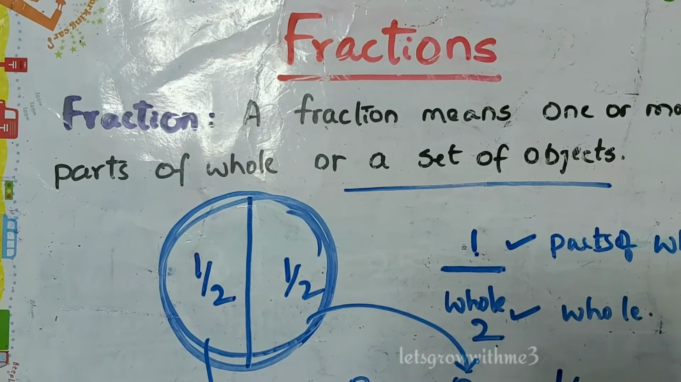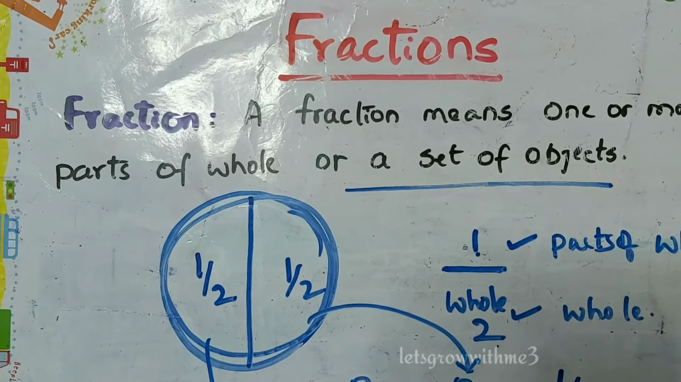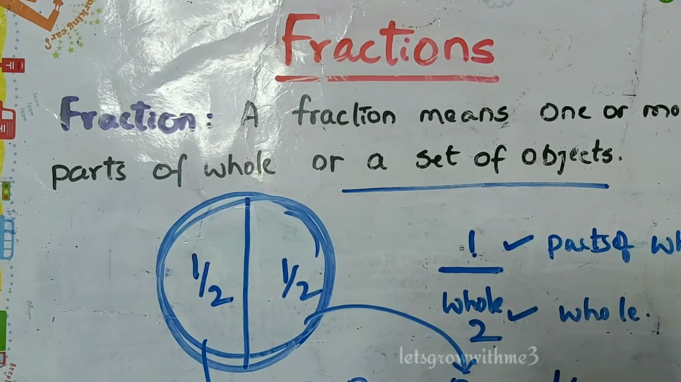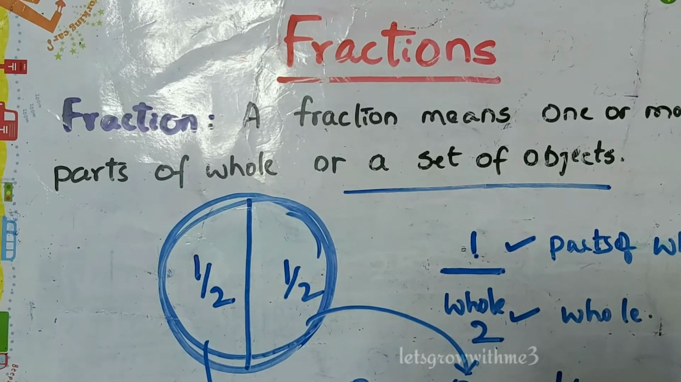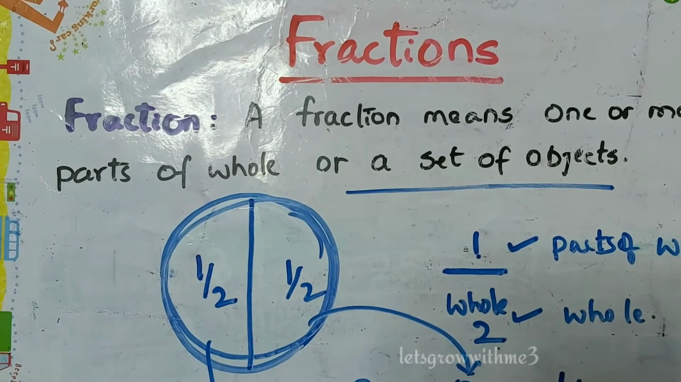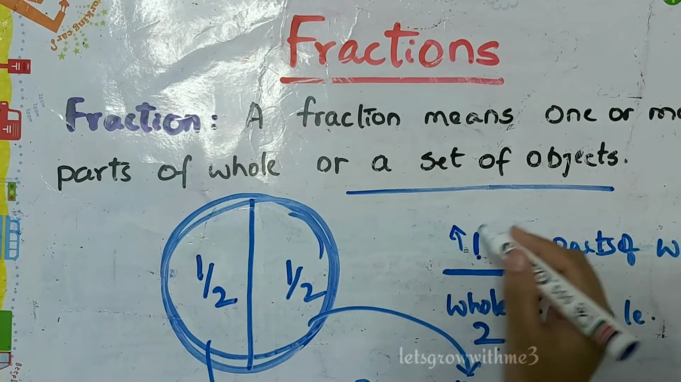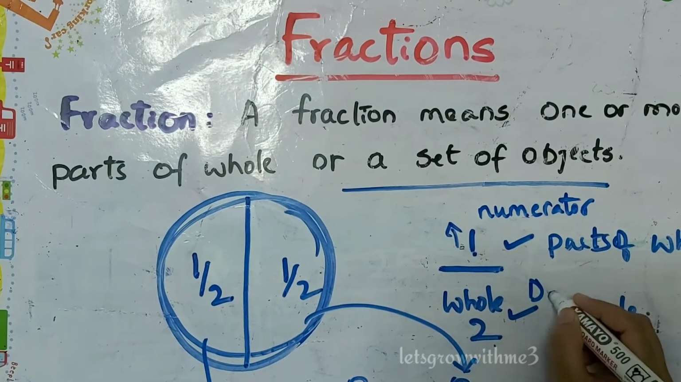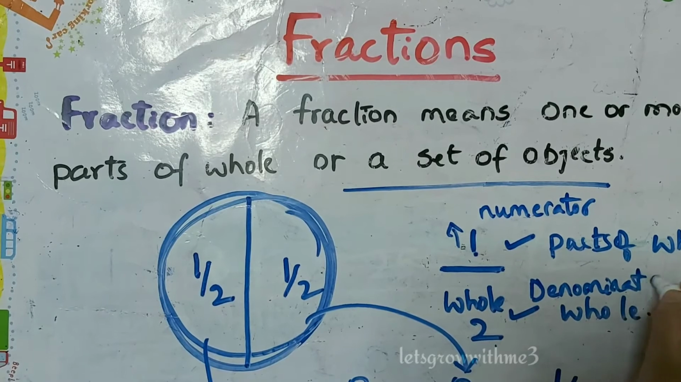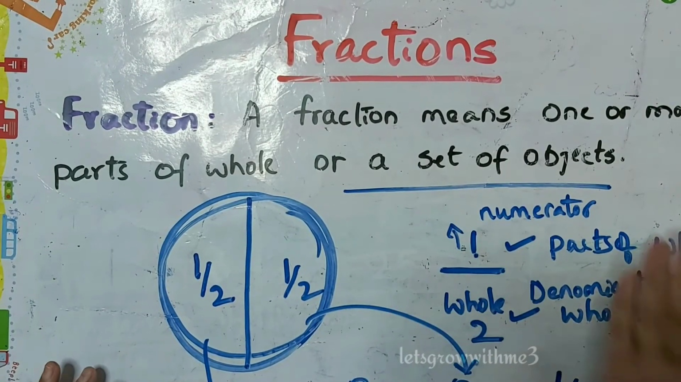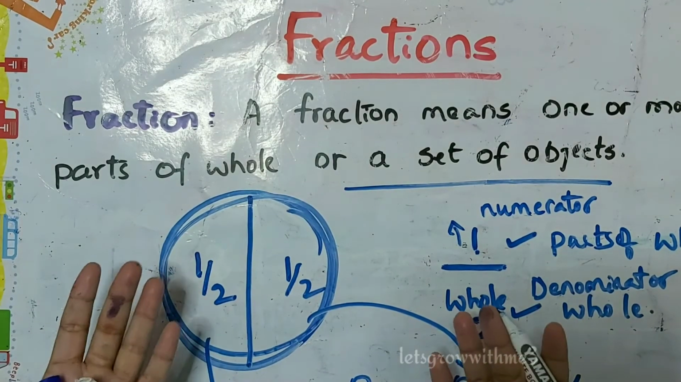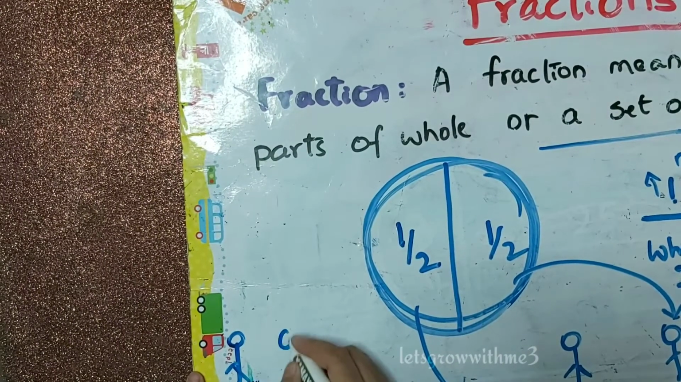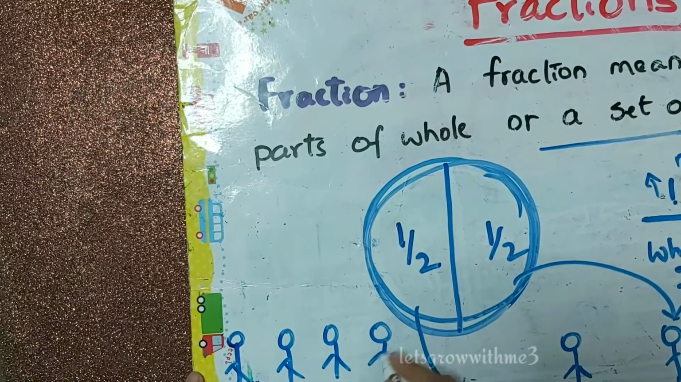So here we have the close relationship between 1 and 2. We have specific vocabulary for both the values. Whatever value is on top, we call it the numerator, and the bottom value is the denominator. Hope now you understand what is meant by this definition: a fraction means one or more parts of a whole. Next we will see a set of objects. We will use this fraction in sets of objects also.